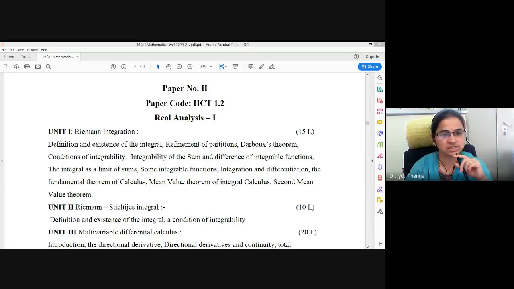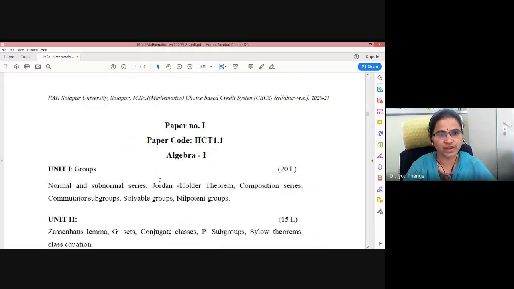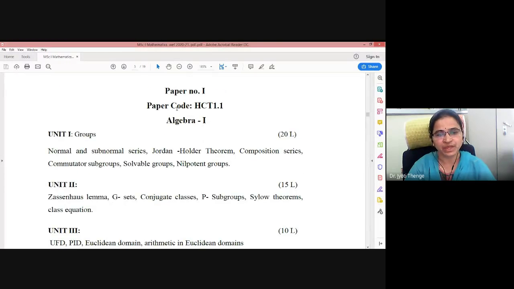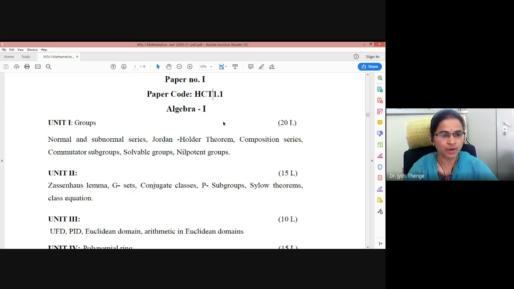As we have discussed in the last lecture, there were 5 theory papers in all. This was actually a syllabus. Out of 5 theory papers, the first paper is Algebra 1, and the paper code is HCT 1.1. I will just tell you the meaning of this code. HCT represents hardcore theory, that is, a compulsory theory paper. 1.1 means this is the first paper of the first semester. 1 represents the semester, and point 1 represents the number of the given paper.